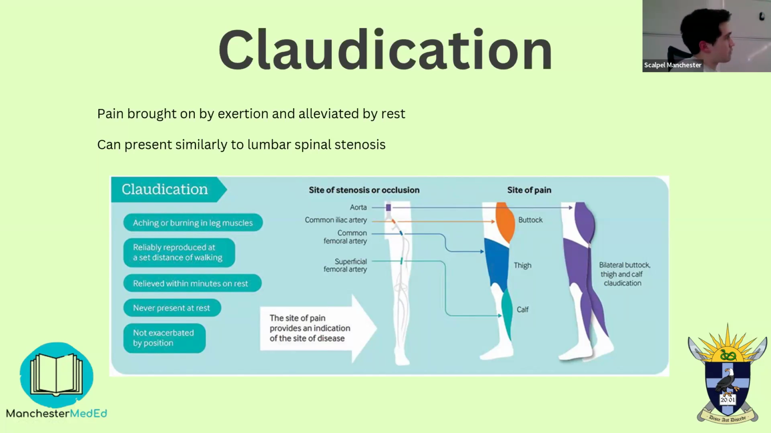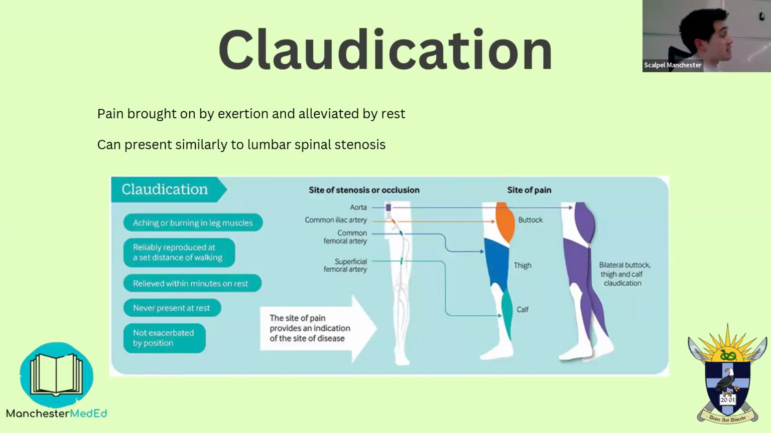So if they've got calf pain on exertion, usually that's a superficial femoral artery. As I said earlier, superficial femoral artery, very prone to vascular disease. If it's in the thigh, it's often from the common femoral or common iliac. Buttock, again, aorto-iliac disease, so from the distal aorta or the common iliac.